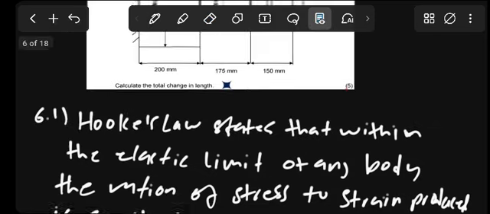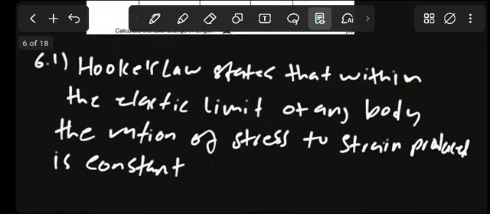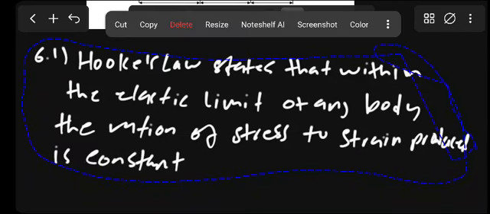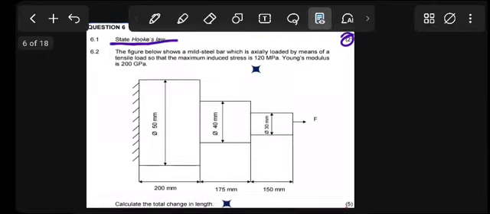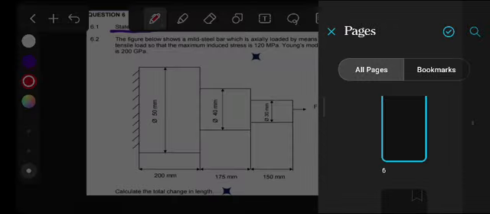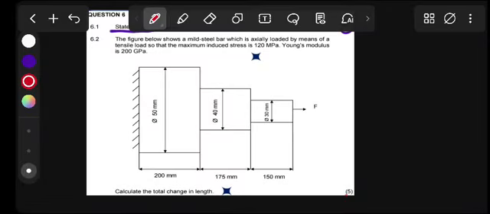All right, so I've given 6.2. Let's go to the real deal now.